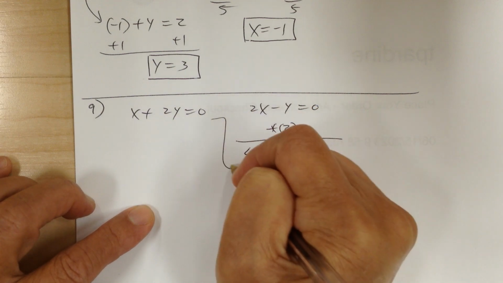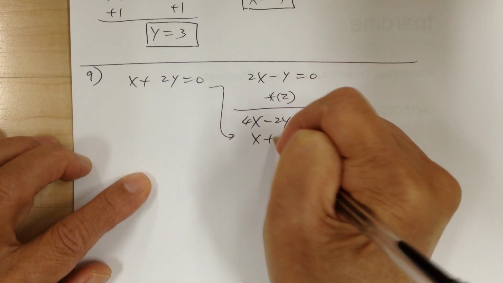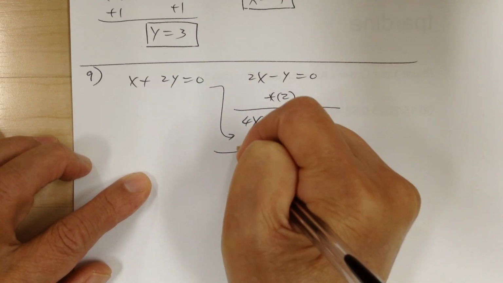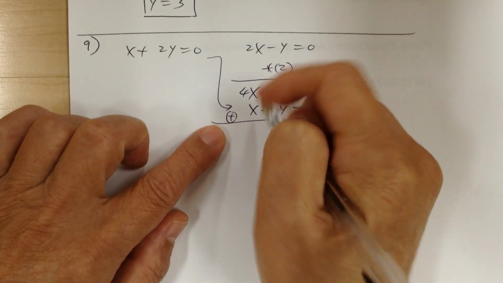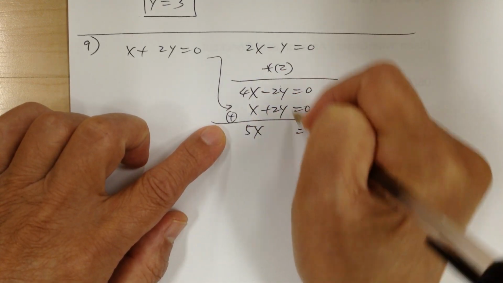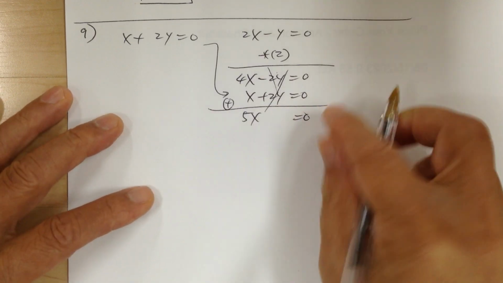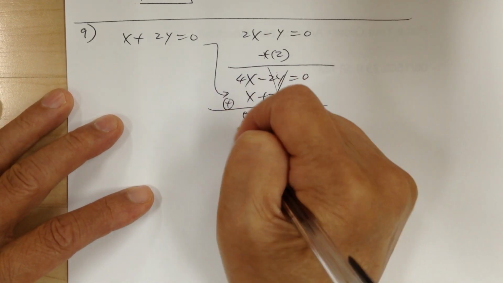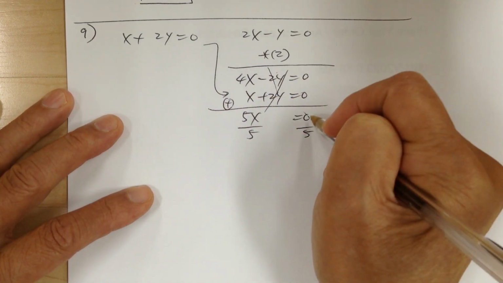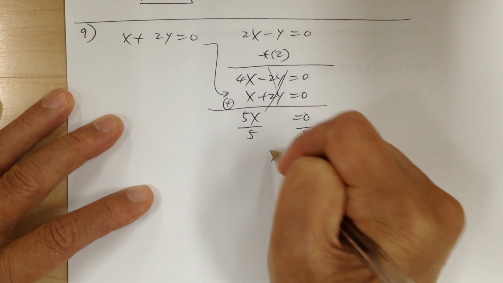And then I'm going to put this down here. So I got x plus 2y equal to 0, and I'm going to add. So I get 5x equal to 0. This will cancel out. Now don't freak out when you see the 0. Just keep working. So divide by 5, divide by 5. 0 divided by 5 is still equal to 0.